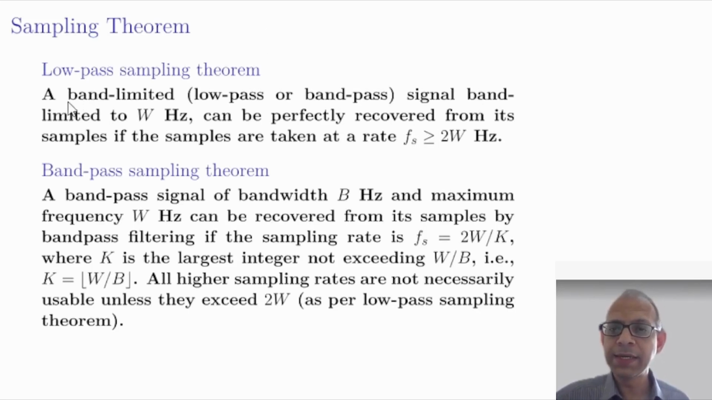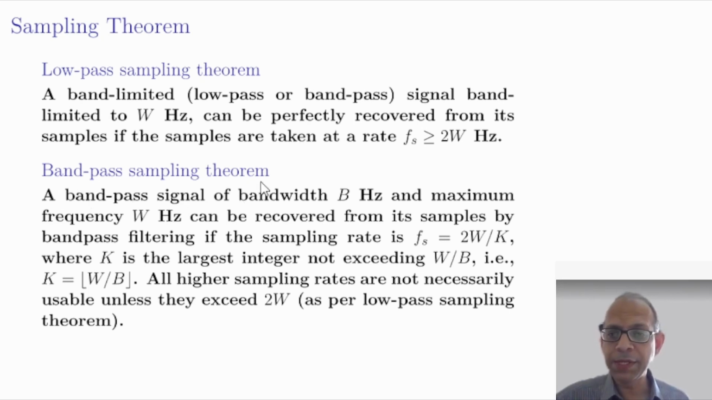As already stated, the low-pass sampling theorem states that a band-limited signal, which can be a low-pass or band-pass signal, band-limited to W hertz, can be perfectly recovered from its samples if the samples are taken at a rate Fs greater than or equal to 2W hertz.